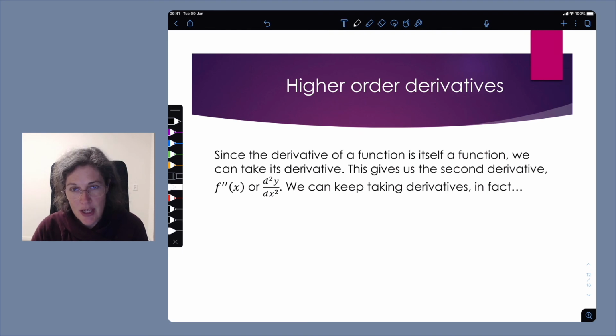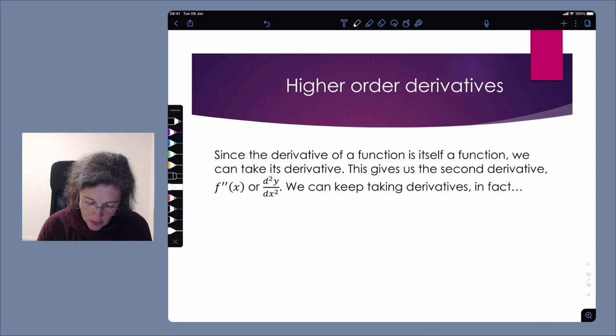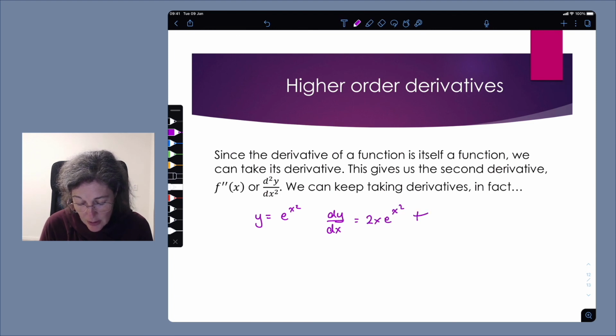So remember, if you take the derivative of something, you end up with a new function. So if we look at the things that we found the derivatives for here, for example, we took the derivative of y is equal to x squared, and what we got was a new function. So our example here was y is equal to e to the x squared, and our derivative was 2x e to the x squared. So this in itself is a function, and there's no reason why we can't take the derivative of that.